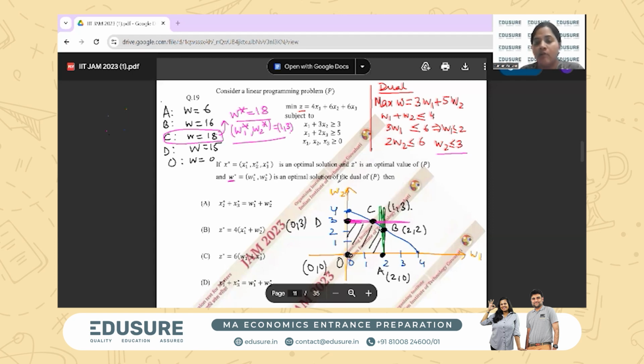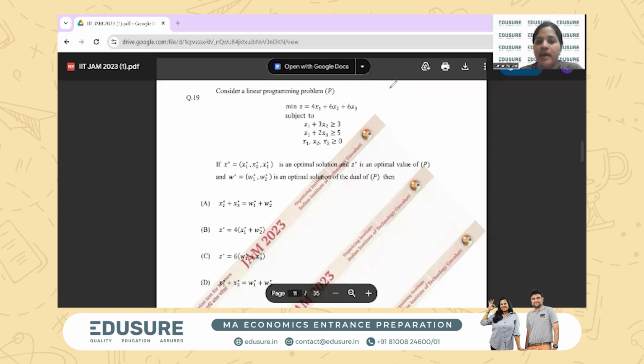Now we will eliminate options which are not correct from the given information. The information which we have is W1 star equals 1, W2 star equals 3, and W star equals 18. Always remember, the optimal solution of the dual problem is also the optimal solution of the primal problem, that is, the original problem. So my optimal solution Z star is also equal to 18. And what is my Z star? My Z star corresponds to 4x1 star plus 6x2 star plus 6x3 star. This is equal to 18. This is the set of information I will be playing around with.